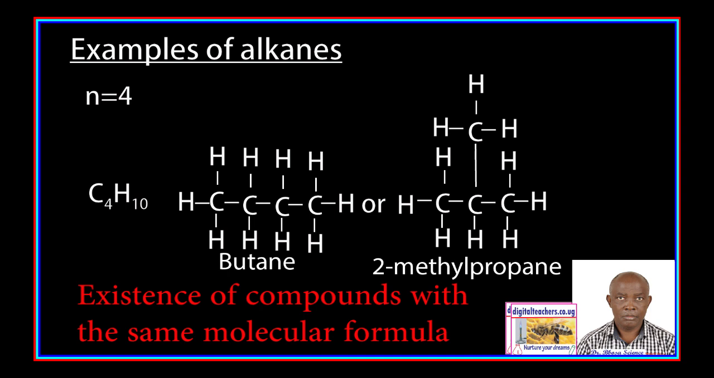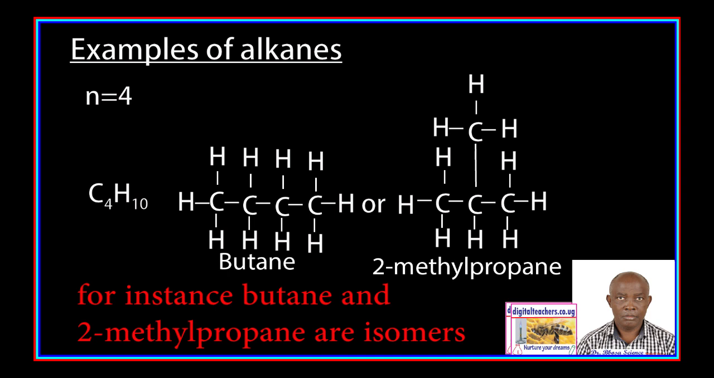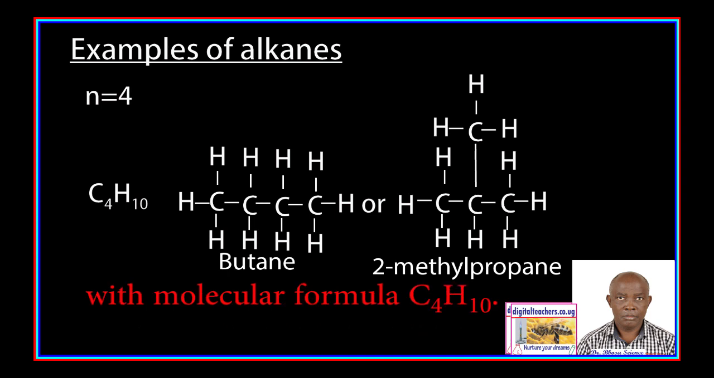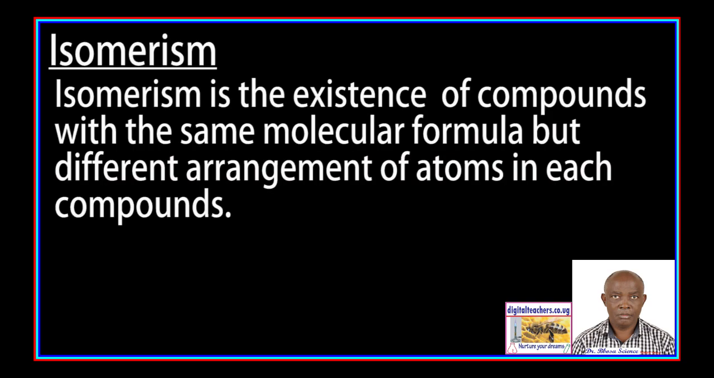The existence of compounds with the same molecular formula but different structural formulae is called isomerism. For instance, butane and 2-methylpropane are isomers with the molecular formula C4H10. Isomerism is the existence of compounds with the same molecular formula but different arrangement of atoms in each compound.